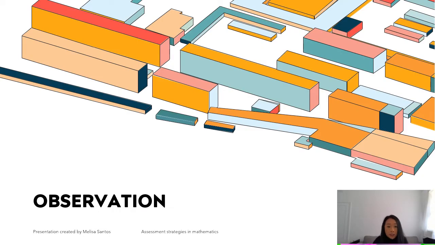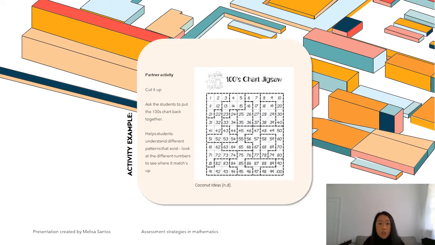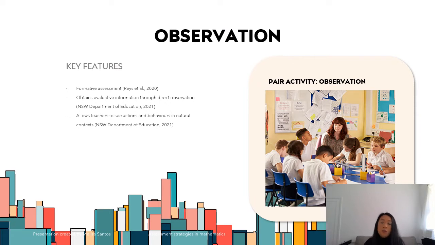The next strategy I'd like to discuss is observation. After the introductory activity, I get the students to pair up and complete the 100 chart jigsaw. While the students are undertaking this activity, it gives me the opportunity to make the assessment through observation. Observation is another form of formative assessment where I can obtain evaluative information and see actions and behaviours in their natural context. I can observe the conversations being had between the students and watch individual students as they carry out sequencing tasks. It's an excellent way of assessing their understanding, and it also gives me an opportunity to ask them open-ended questions.